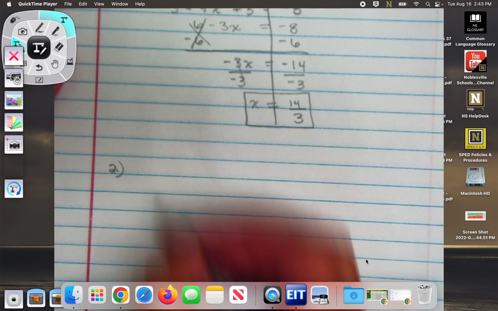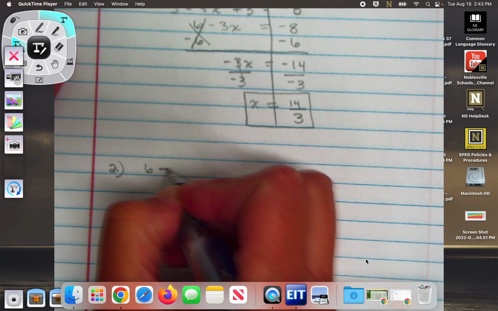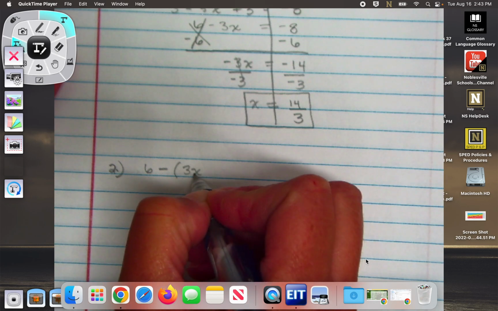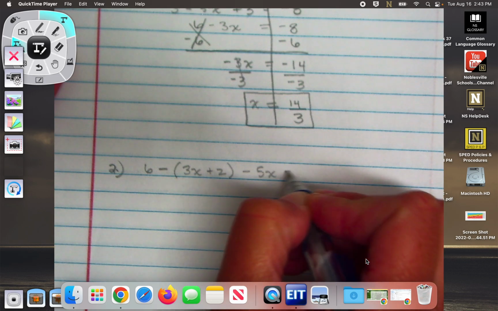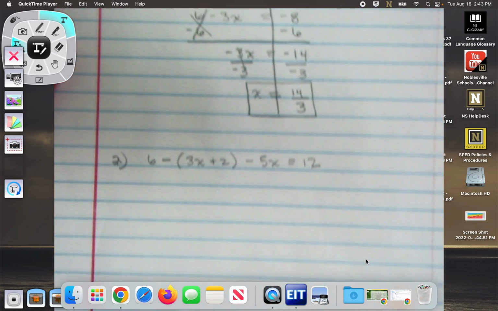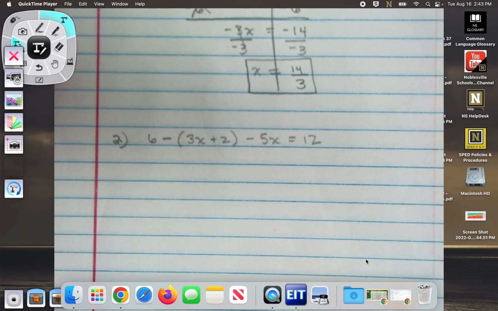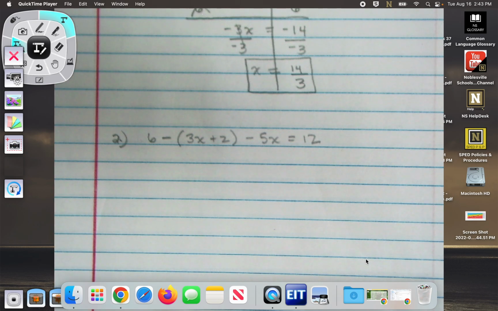Okay, here we go. Here's another one. 6 minus 3x plus 2 minus 5x equals 12. Coming around to make sure you guys have everything written down that I have written down, to guarantee that you have all the resources you need.